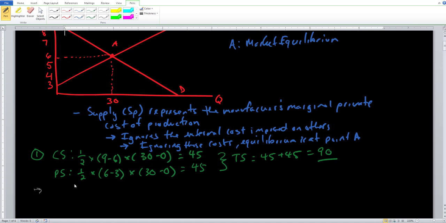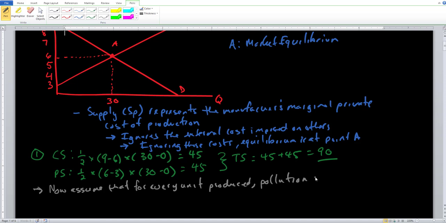So now let's go ahead and assume that for every unit produced, pollution costs are equal to $2. So here, introduce this new change right here. Now assume that for every unit produced, pollution costs are equal to $2. So for every unit that this firm is going to produce, we incur $2 worth of pollution cost. So at point A, how many units are you producing? We're producing 30 units, so therefore $60 in pollution is going to be generated.